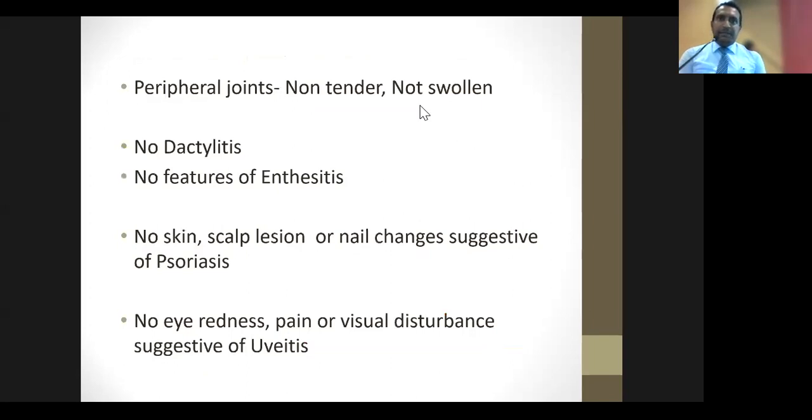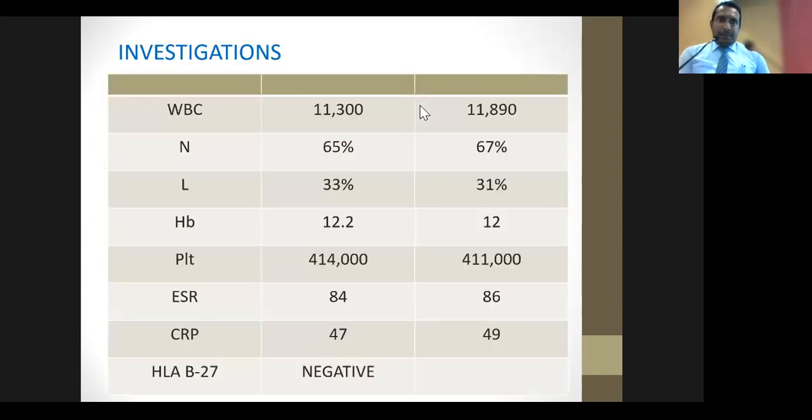Peripheral joints, we didn't find any features of inflammation there. They were non-tender and not swollen. There were no features to suggest dactylitis or enthesitis, and there were no skin or scalp lesions or nail changes suggestive of psoriasis. And he didn't have features of uveitis either. So we moved on to the investigation.